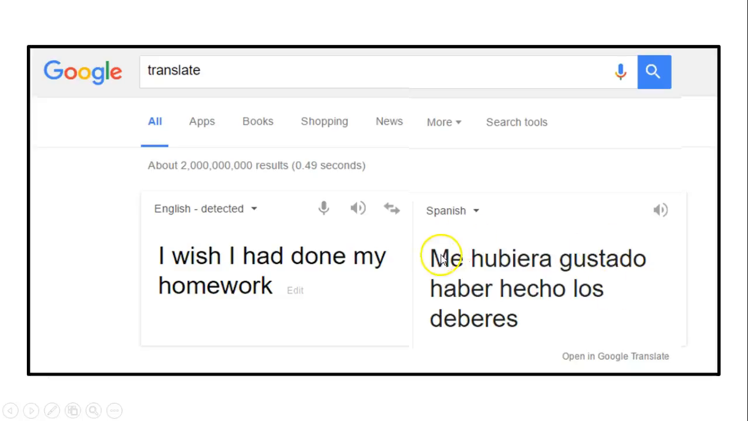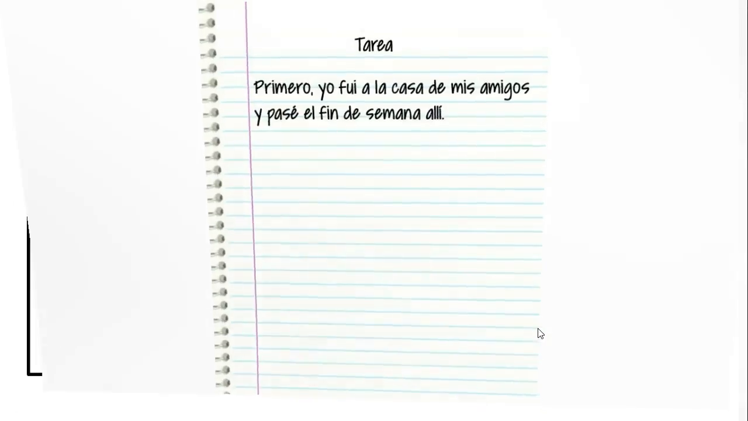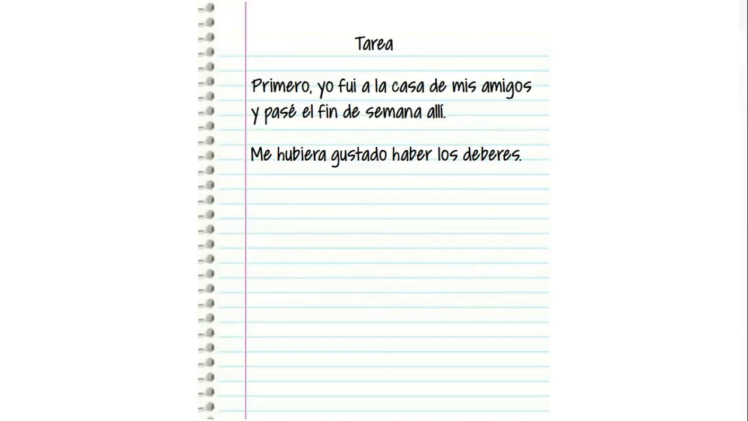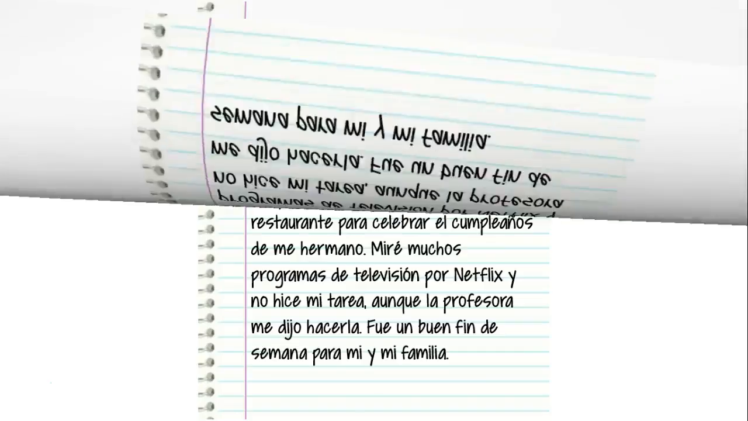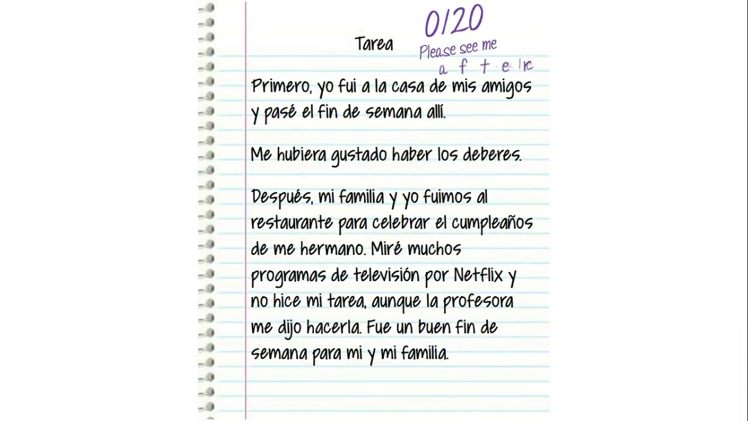So then you copy this sentence and paste it right into your homework. There it is. So then we continue writing our homework, and maybe we talk about going to a restaurant to celebrate a birthday, we watch TV, so on and so forth. This looks good, we've double checked everything, so we turn it into Miss Weiss. We get it back the next day, and you have a 0 out of 20 on your paper, meaning that you got 0 points out of the 20 that were offered, and it says, please see me after class, which unfortunately is rarely good news for students.